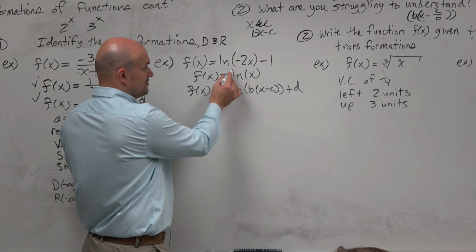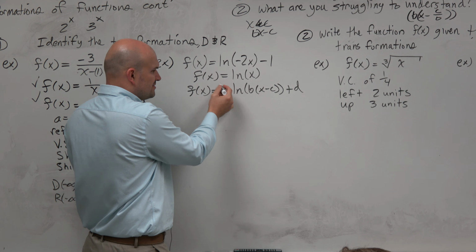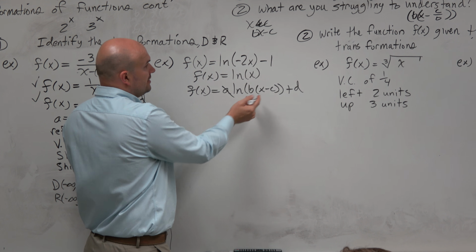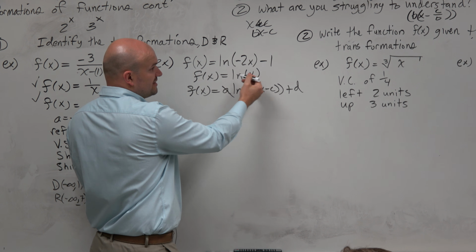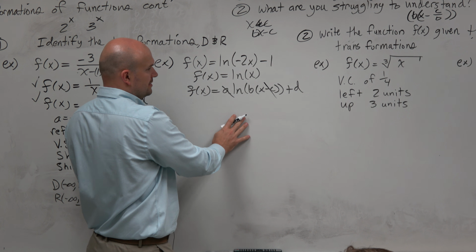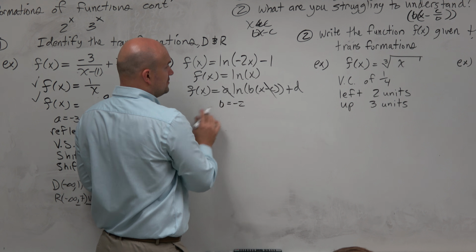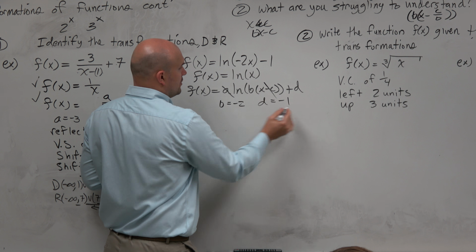Now let's identify. Do we have an a? Well, yeah, a is 1. But does that apply to any transformations? No, so we don't need to worry about the a. Do we have a c? Are we adding or subtracting anything inside the function? No, so we don't need to worry about c. But we can see here my b is equal to -2, and my d is equal to -1.